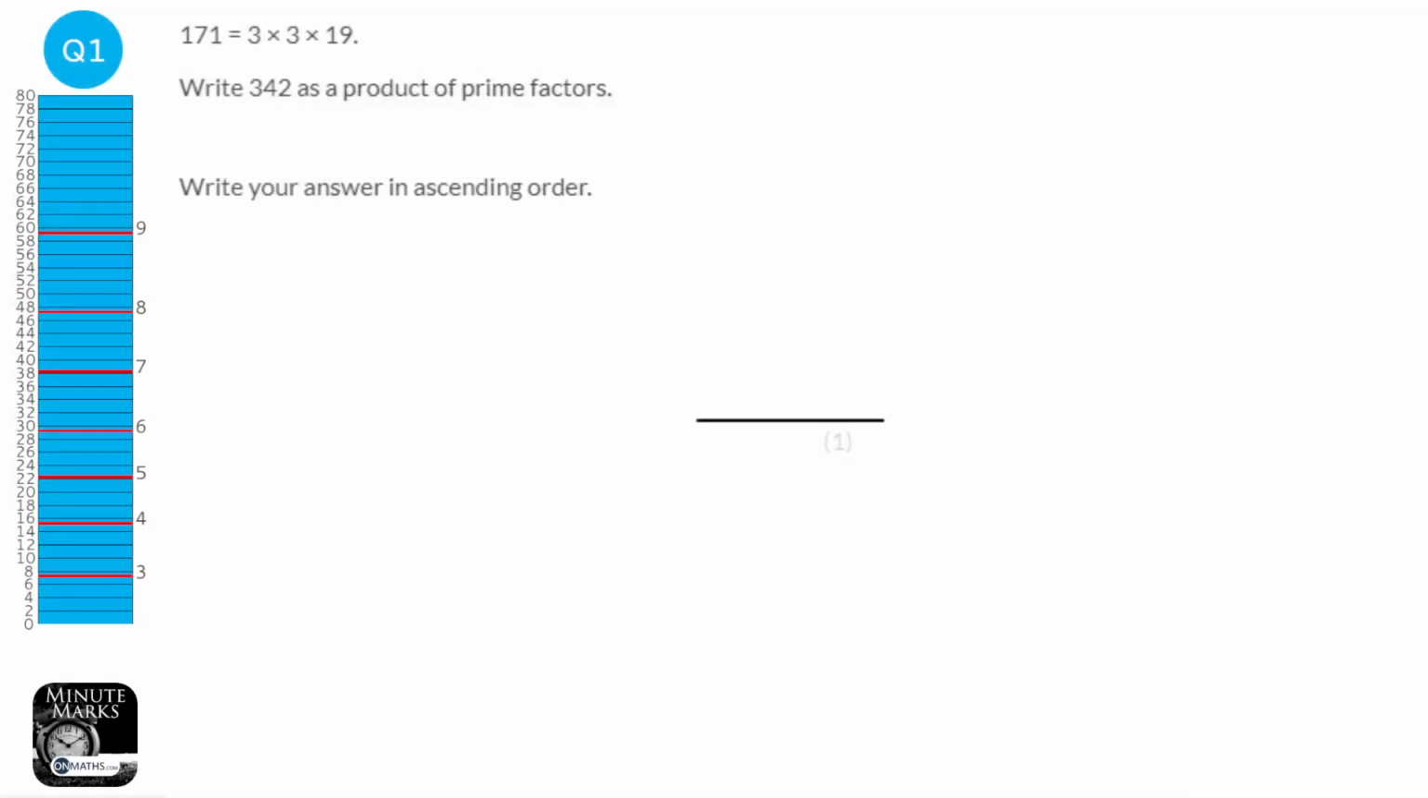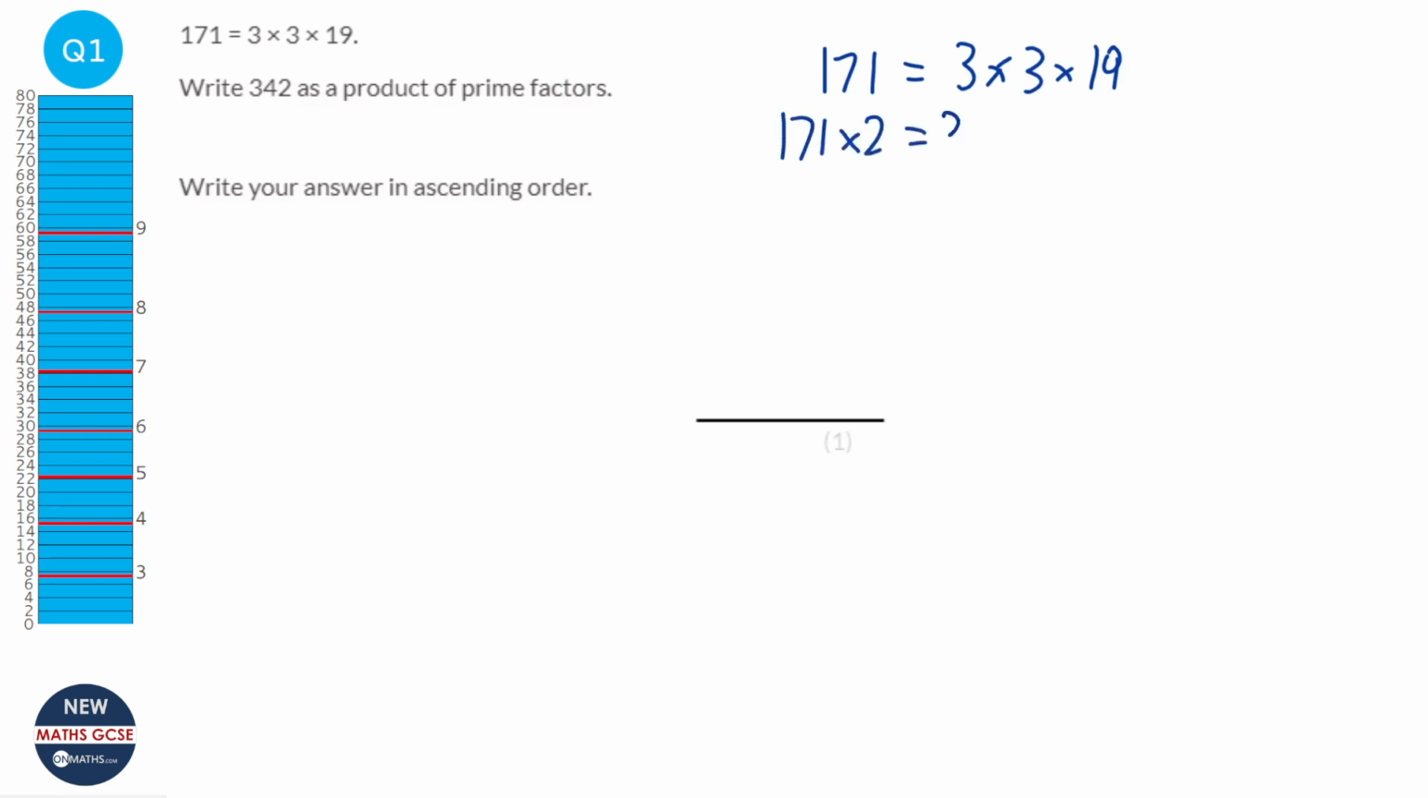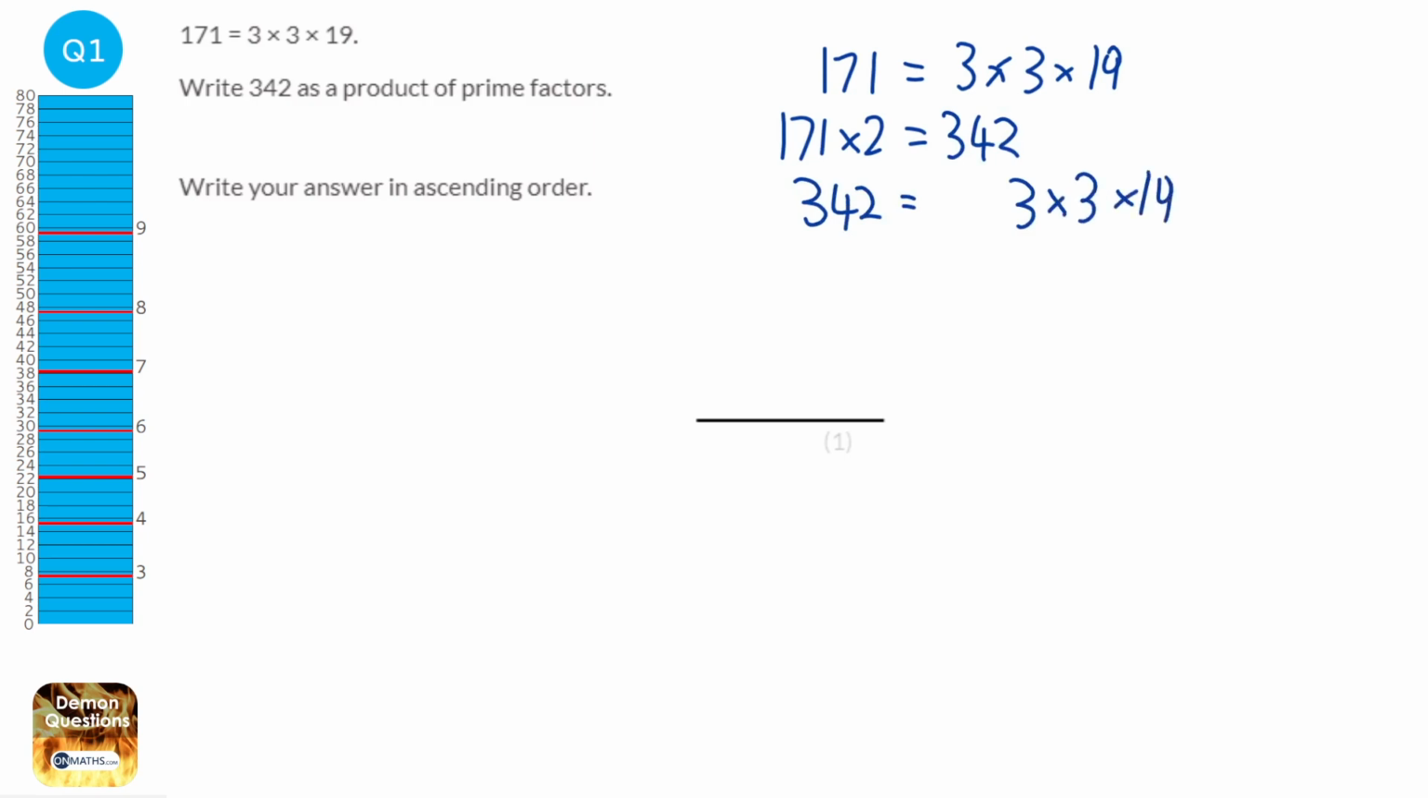So we know that 171 is 3 times 3 times 19. And what we do is we just compare 171 with 342. And we know that 171 times 2 is 342. So therefore 342 will have the same prime factors as 171, which is 3 times 3 times 19. But it will also have a times 2 in there. So the answer will be 2 times 3 times 3 times 19.